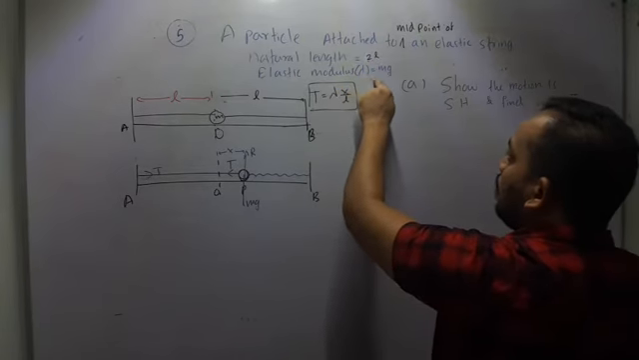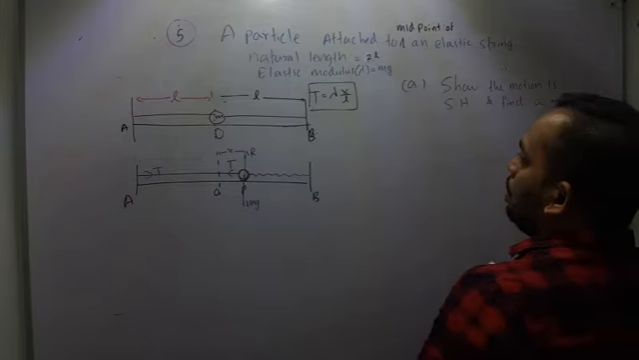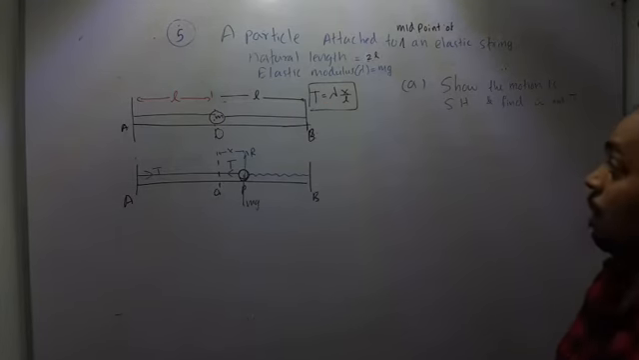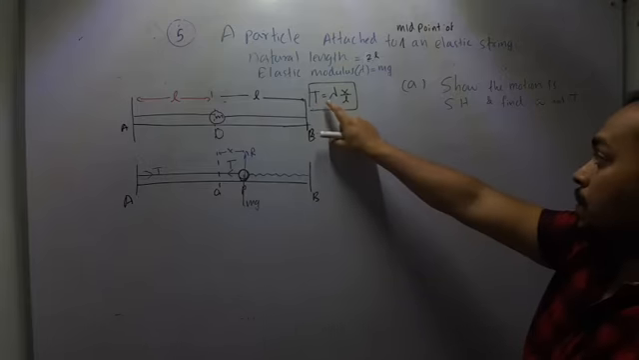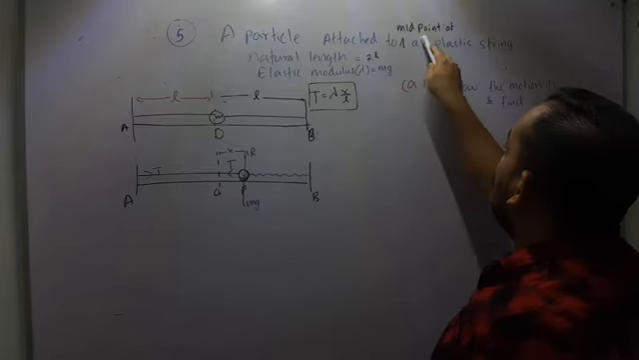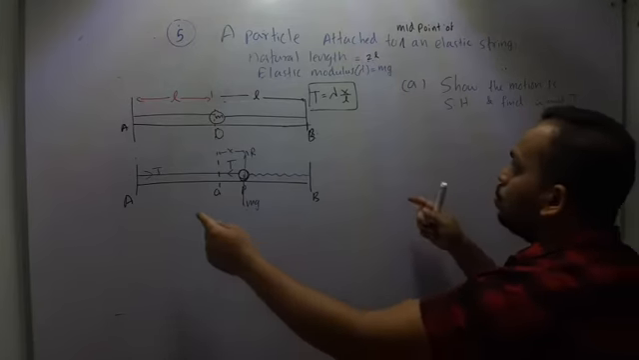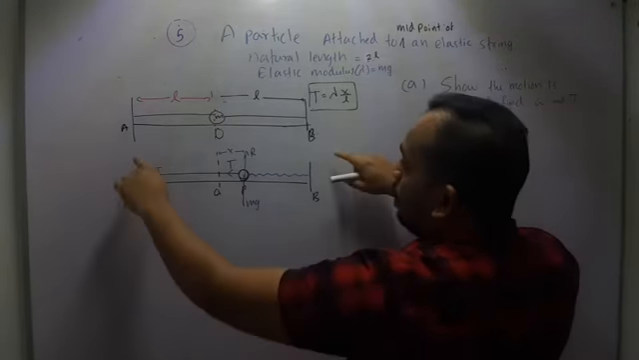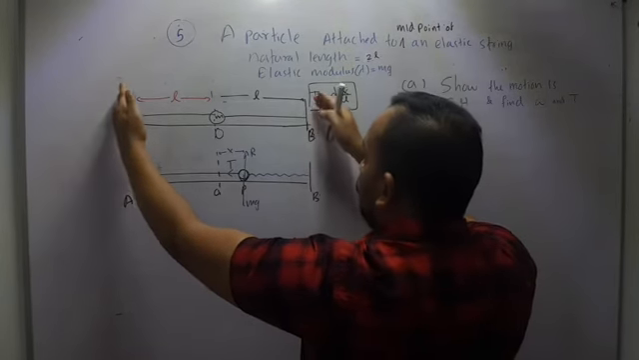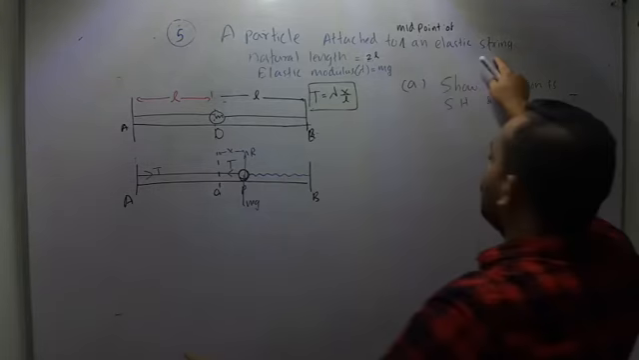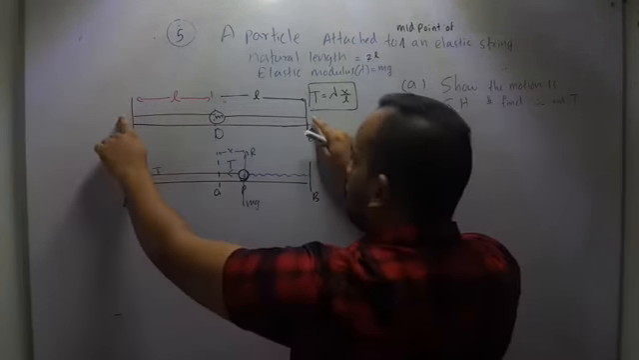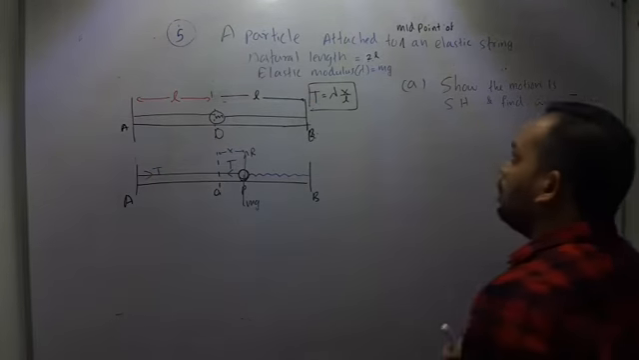Elastic modulus lambda is taken as mg. And for any extension, you can find the tension of the string based on this formula. So now the particle is attached to the midpoint. Since the natural length is 2L, and the ends of the string are attached to fixed points A and B. I couldn't mention it here, but in the diagram you can see that the ends of the string are attached to these 2 points A and B.